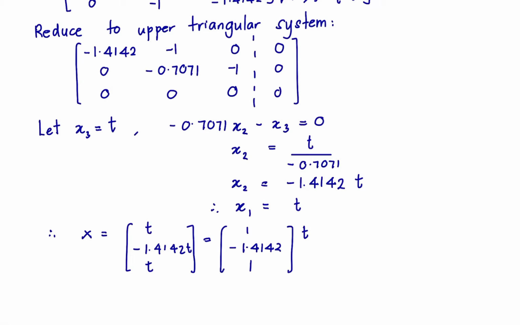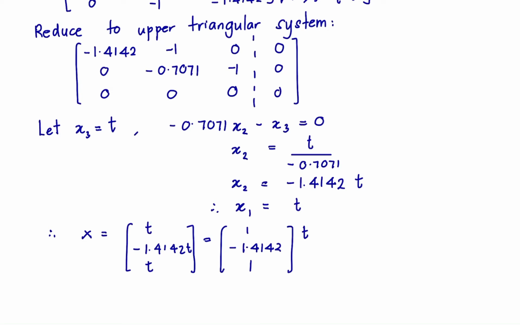Now we are normalizing, which means we divide by the entry that has the highest absolute value. Which one is that? The absolute value for the first entry is 1. The absolute value for the second entry is 1.4142. The absolute value for the third one is 1. So which entry do we choose? We choose the second entry. Note that what we divide by is the entry, not the absolute value.